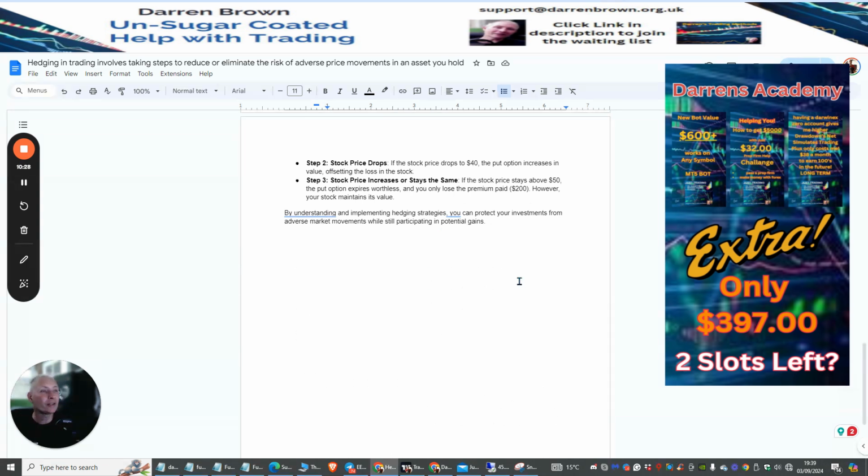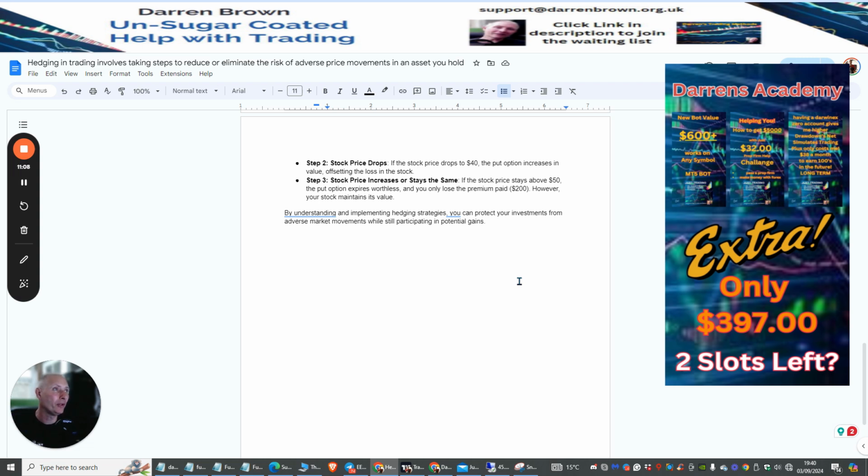So step two is stock price drops. If the stock price drops to $40, the put option increases in value, offsetting the loss in the stock. Step three is stock price increases or stays the same. If the stock price stays above $50, the put option expires worthless, and you will only lose the premium paid, $200. However, your stock maintains its value. By understanding and implementing hedging strategies, you can protect your investments from adverse market movements while still participating in potential gains. Okay, so I'm going to give you time just to digest that.